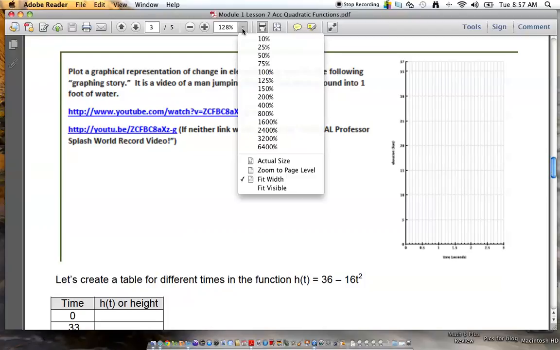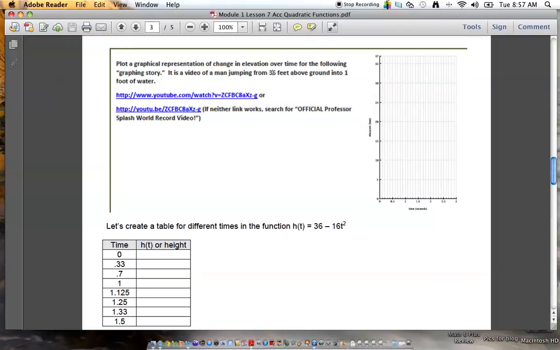So let's go through and actually create this graph so we can get an idea of what's going on. Now, clearly, if he dives off of the top of this thing, it's not going to take long for him to get into the water. That's why for time, instead of using whole numbers, we use small decimals like this.